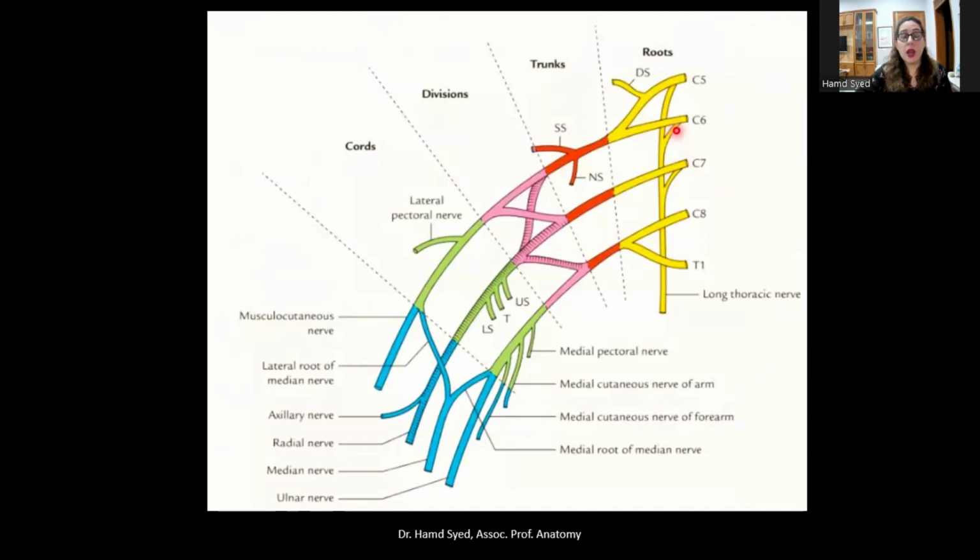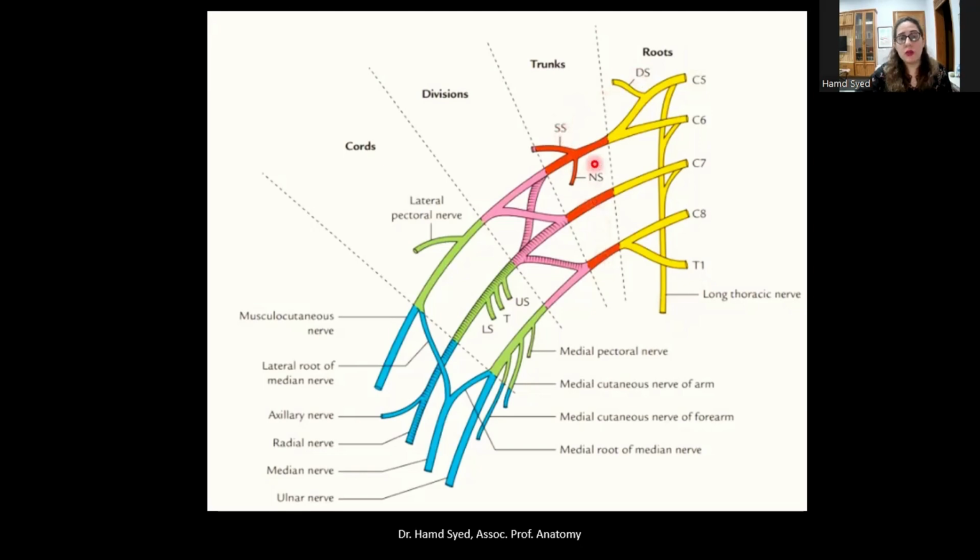So here you can see the minor branches from the roots. They are the dorsal scapular nerve, which arises from C5, and then the long thoracic nerve. Its origin is from C5, C6, and C7. So the dorsal scapular nerve and the long thoracic nerve are the two minor branches arising from the region of the roots. Now let's come to the trunks.